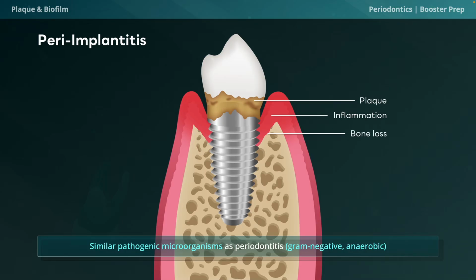Now, there are some bacteria that are unique to peri-implantitis, so the two are not identical, but you're unlikely to encounter questions about them, so just know that the composition is very similar to periodontitis as far as the bacteria are concerned.